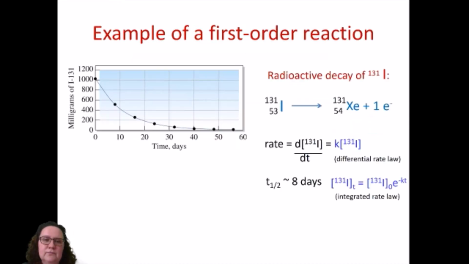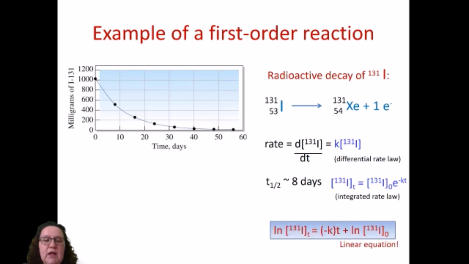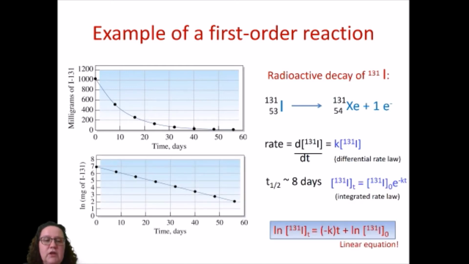This is an example of a first order reaction, the radioactive decay of iodine 131. And as you notice, if you represent milligrams of iodine 131 versus time, it gives you a sort of exponential decay. So that's clearly not a zero order reaction. If instead you represent the natural logarithm of the milligrams of iodine 131 versus time, that gives you a straight line, and the slope of that straight line is minus k, the negative value of the reaction rate constant.